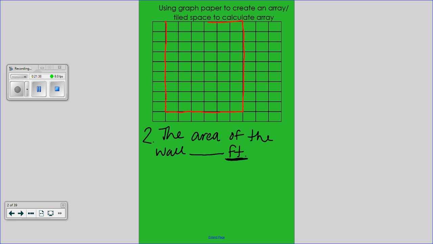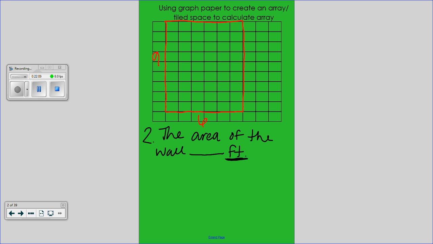Don't forget to label your dimensions. Which one of those dimensions would I likely call the length, Gabriella? 9. Which one would I probably call the width, Jackson? 6.